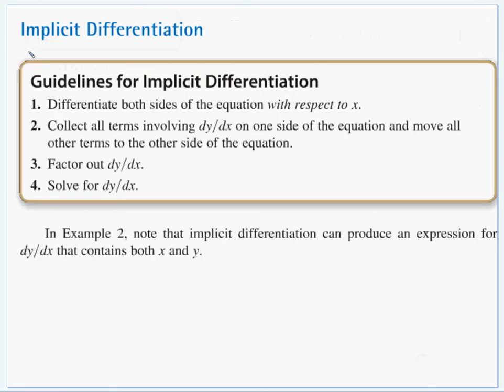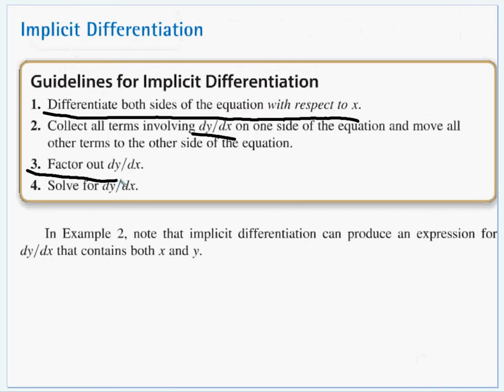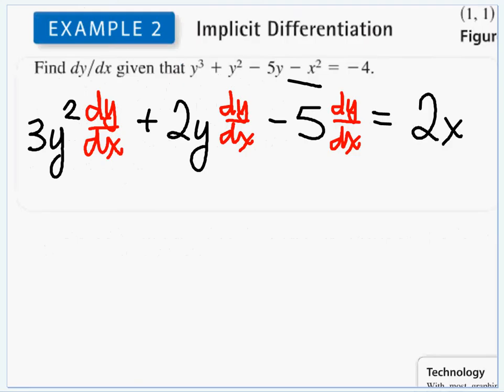So there's our first step, differentiate both sides with respect to x. Now we're going to collect all dy dx's on one side, move everything else to the other side. And that's easy here. Just to save myself from rewriting all of this, I'm just going to move the 2x over where it's going to become a plus 2x. So now this is equal to a positive 2x. So there's step 2.